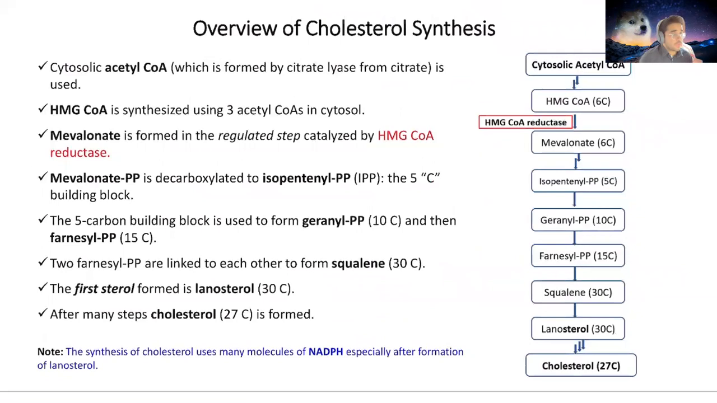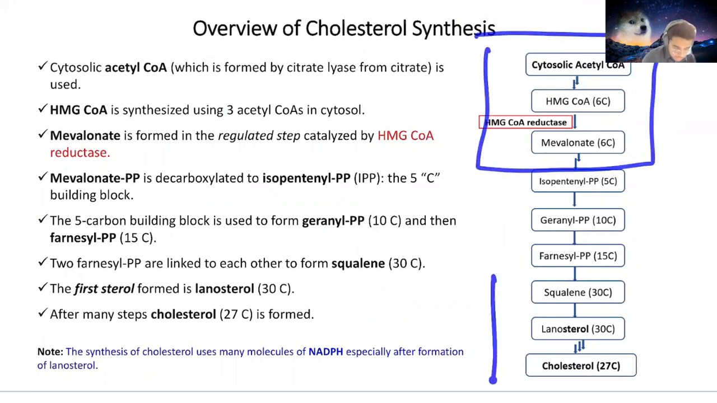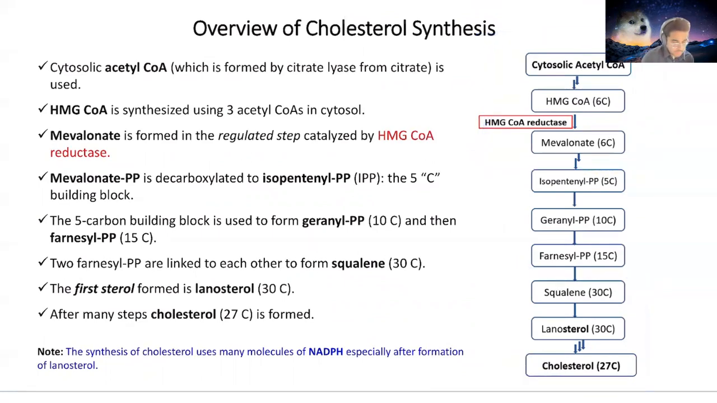Okay, overview of the synthesis. I would tell you guys to whiteboard this out one time and never look at it ever again. Okay, you might get one or two questions on this portion and maybe this portion. That's it. Okay, there's literally just two things you need to know about this whole pathway.